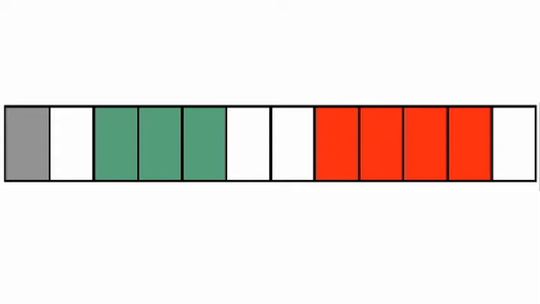How many shaded sections are there in this picture? Well, there's 1 gray section plus 3 green ones, and then we have another 4 red ones for a total sum of 8 shaded areas for this rectangle that's divided into 12 equal parts.